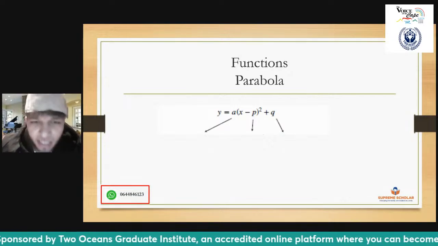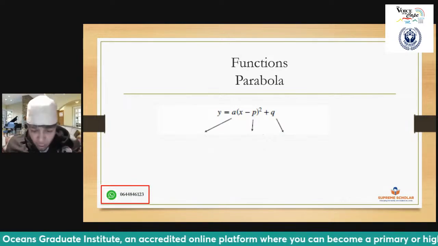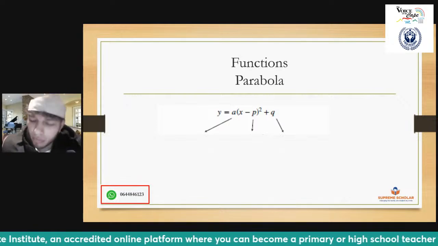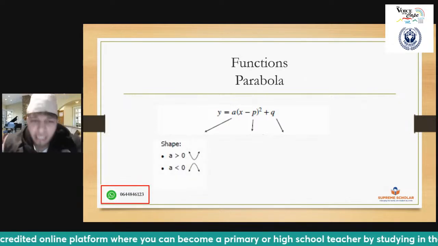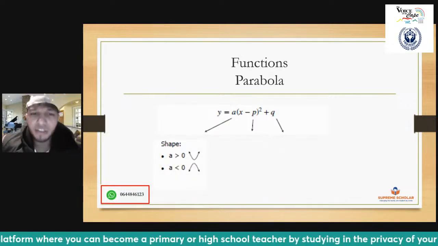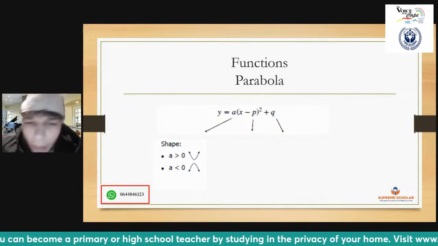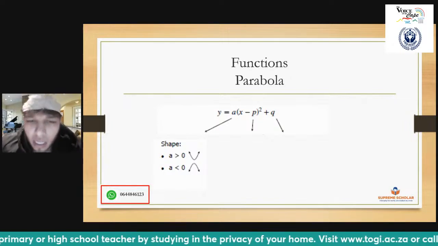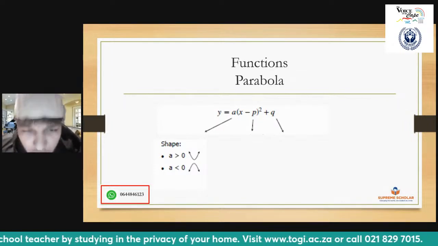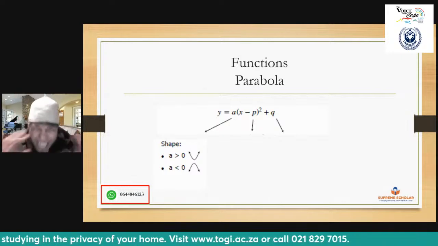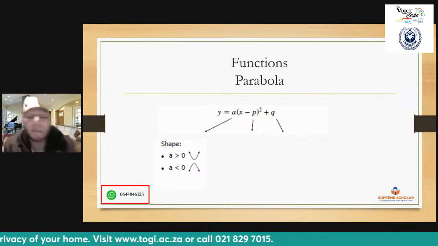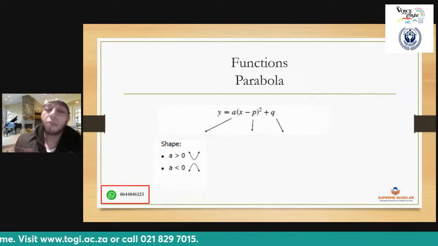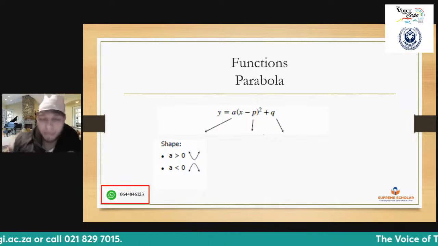So nevertheless, we're going to go into detail with respect to the parabola. As you can see here, the parabola is y = a(x − p)² + q. So this is a particular form. There are two forms of the parabola, but the other form I'm going to do some other time.